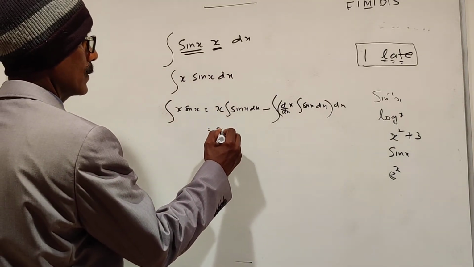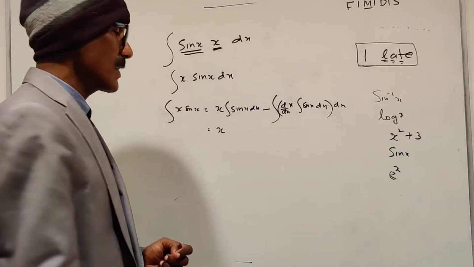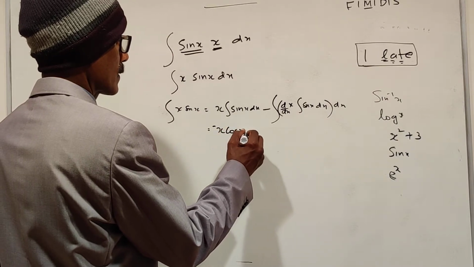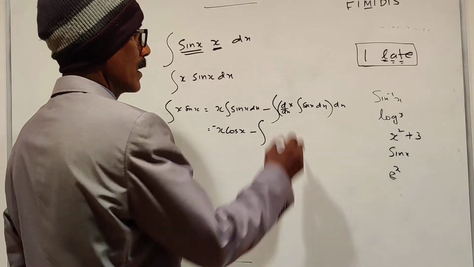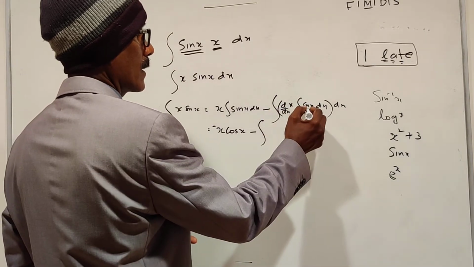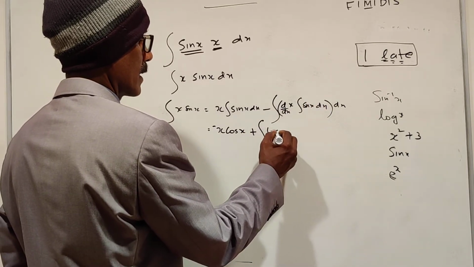First function x times, what is the integral of sin x? The integral of sin x is minus cos x. Okay, I am going to write minus first: minus cos x. Minus the integral of the derivative of the first function. The derivative of x is 1, you don't need to write that. The integral of sin x is minus cos x. It becomes plus cos x.